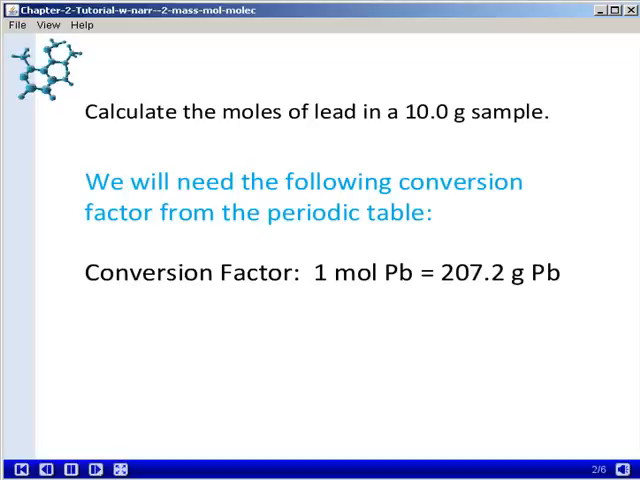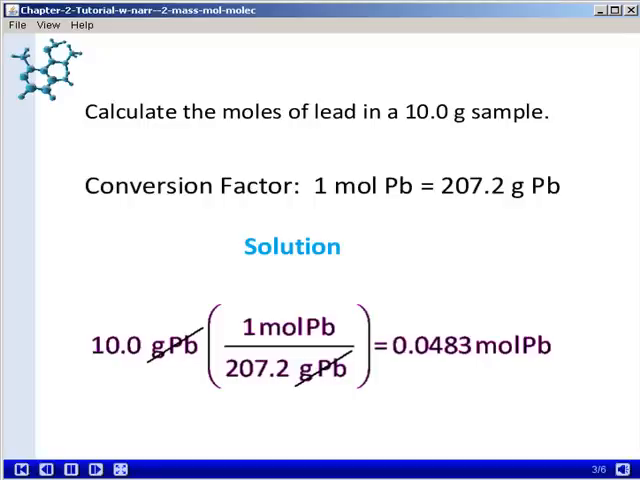Notice that 207.2 is the atomic mass of lead, but when we give it units of grams, we can set it equal to 1 mole. It's called the molar mass.